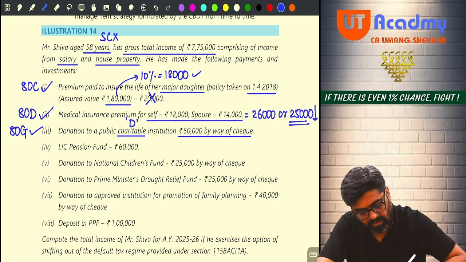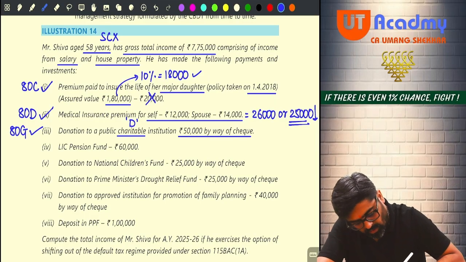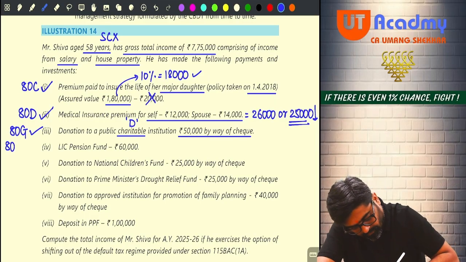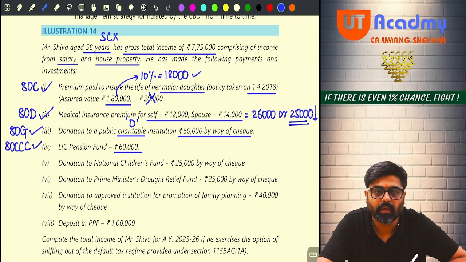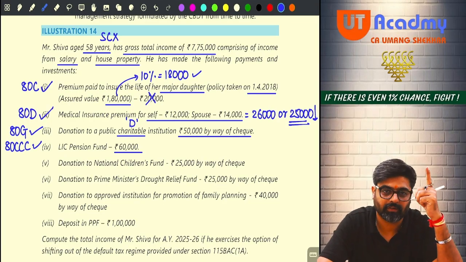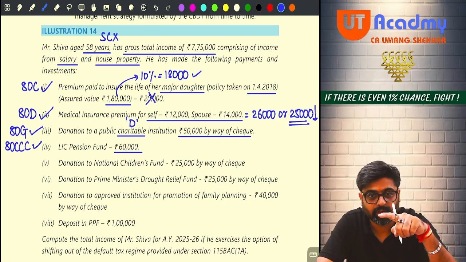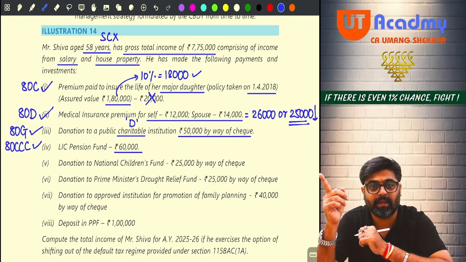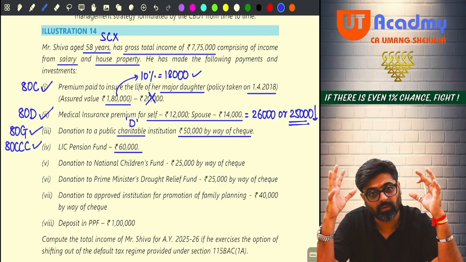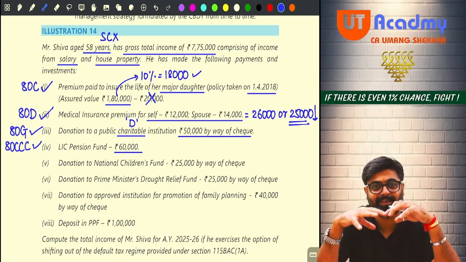Now, next one, LIC pension fund. Do you remember we did 80CCC? This is under 80CCC, LIC pension fund. The entire 60,000 we can claim. But do you have 80C? Yes. Do you have 80CCC? Yes. And if 80CCD(1) is also there, then the overall limit of 80CCE will be applicable. So these things will have to come to your mind.